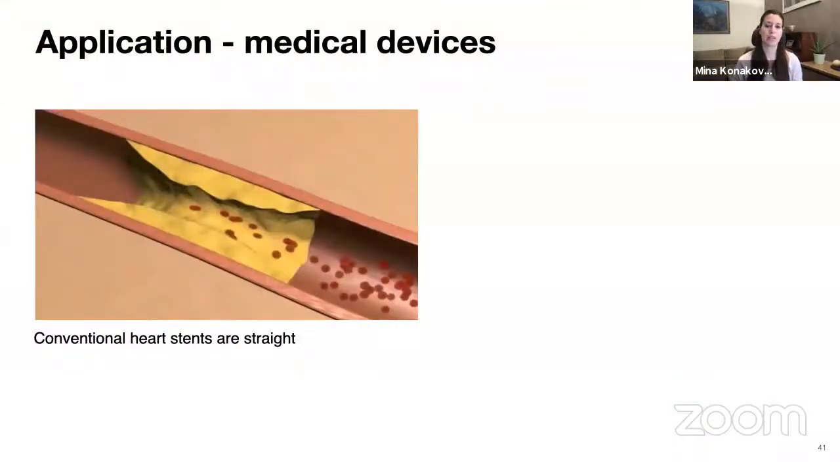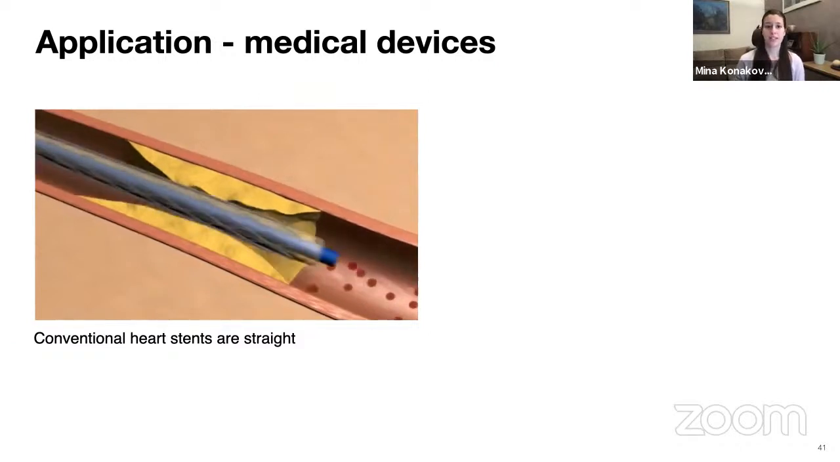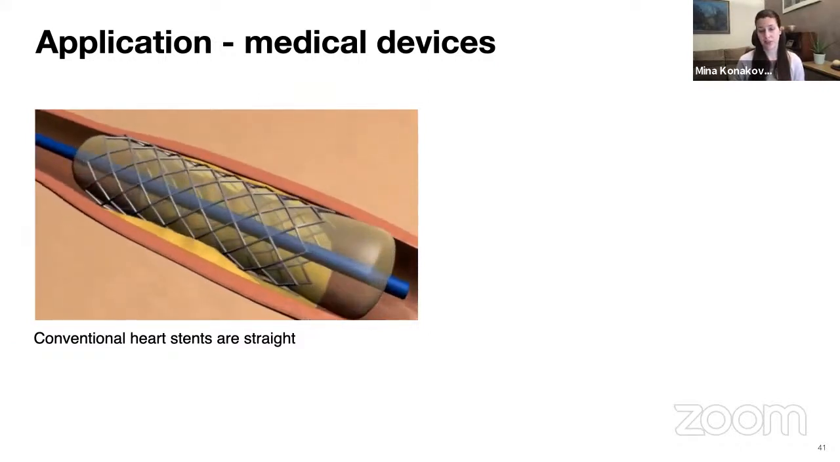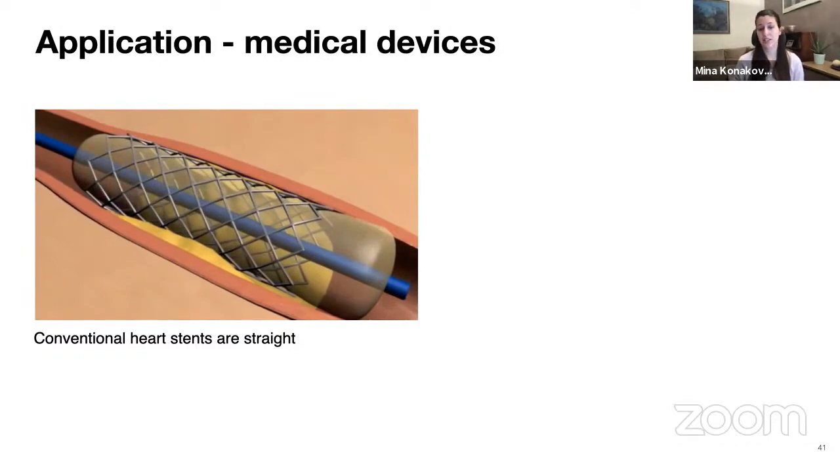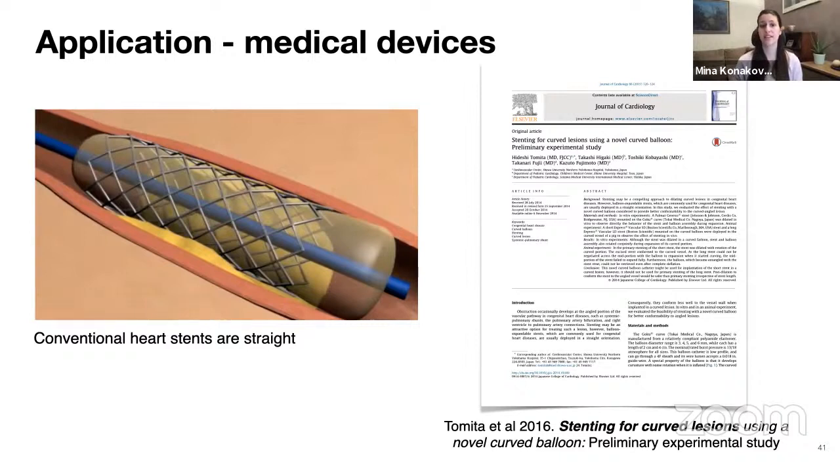And another interesting application may be found in heart stents that are inserted in the heart to unclog a blood vessel. And typically, these are made as regular and straight cylinders, but a study from 2016 argues that this is problematic for patients with clogged vessels that are curved. They propose how to make a curved balloon that expands the stent, but they do not have a solution for the metal part that stays in the vessel.